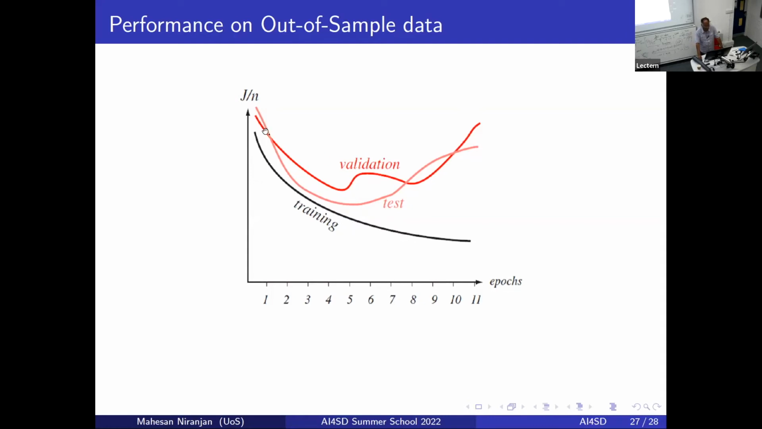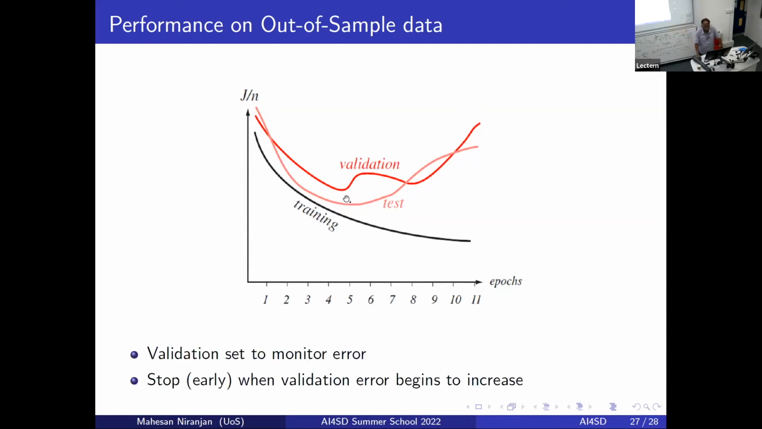The error on a holdout validation set might go down and then go up again. So I might say I'm going to stop training over here and then quote performance on a third set that I have never seen before, so that I can claim that is the performance of my model.